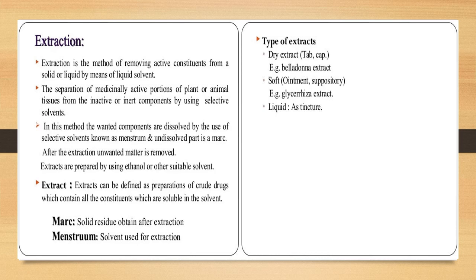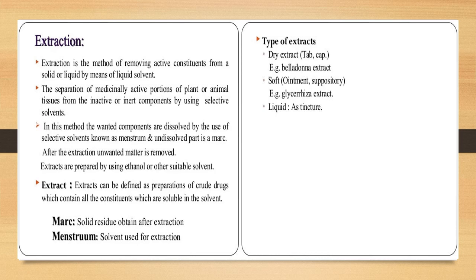Extraction is the method used to remove active constituents from a solid or liquid by means of a liquid solvent. In this, the separation of medicinally active portions of plant or animal tissues from the inactive or inert components can be done by using selective solvents. So, in extraction methods, the wanted components are dissolved by the use of selective solvents. They are known as menstruum, and the undissolved part is known as marc. After the extraction, unwanted matter is removed.